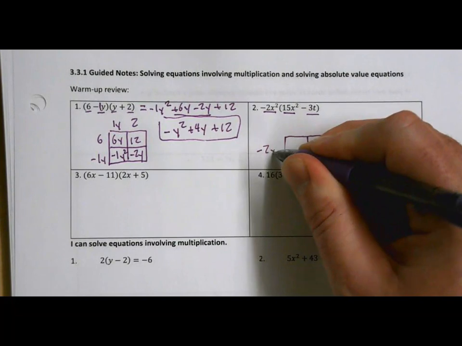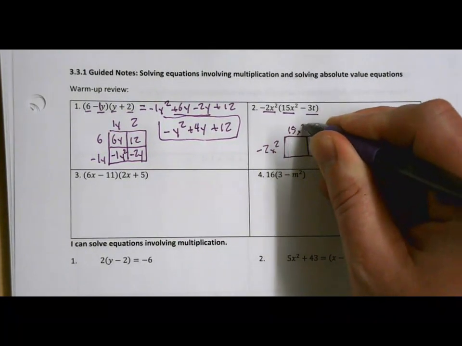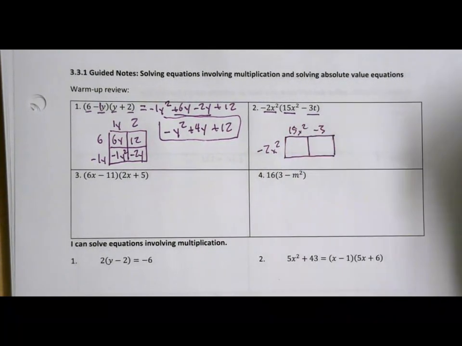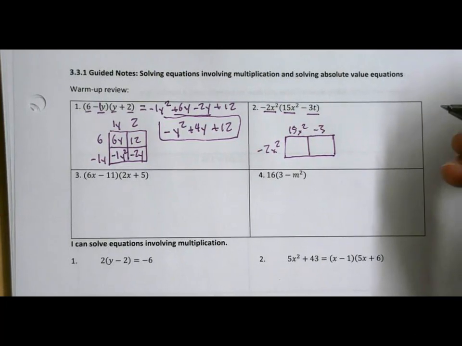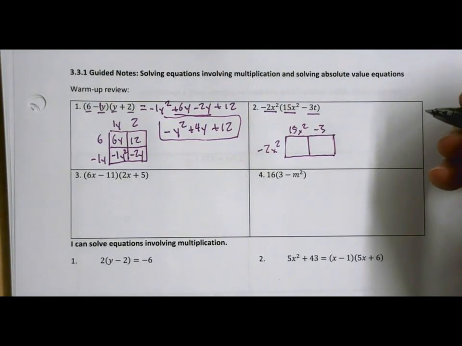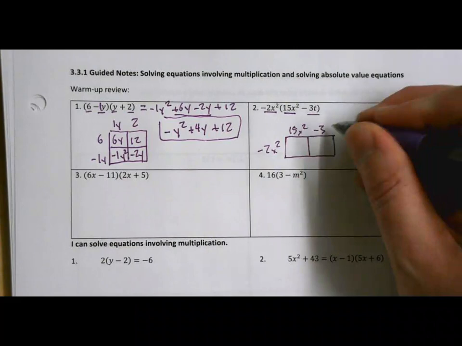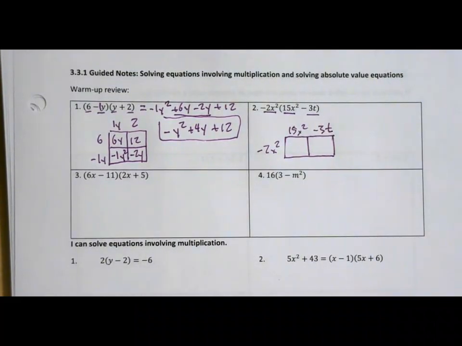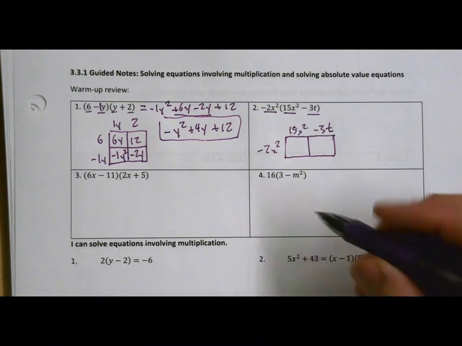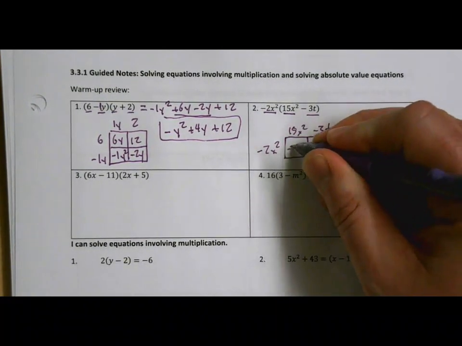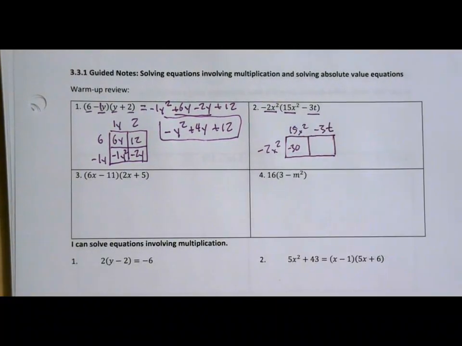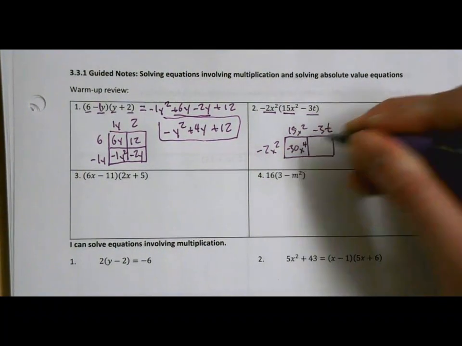Negative 2x squared, 15x squared, and negative 3t. What? You think that's a typo? No? All right, let's go with it. We're going to have x's and t's in here. All right, let's do this. Negative 2 times 15 is negative 30. What's x squared times x squared? X to the 4th. Good.